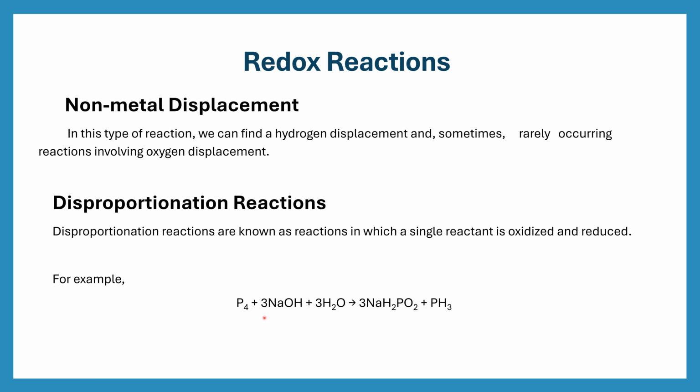Here we see that P4 reacts with sodium hydroxide and water, and it produces a compound like NaH2PO2 and the other compound as PH3. Here we can see that P4 has split up into two components. First one is in this form and second one is in this form.